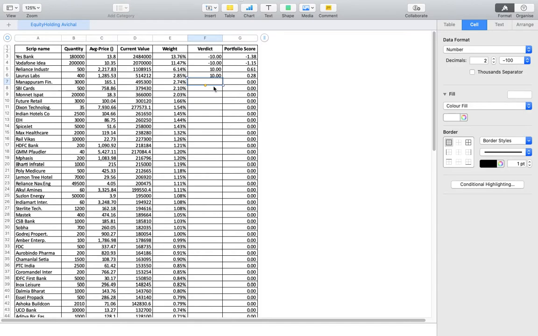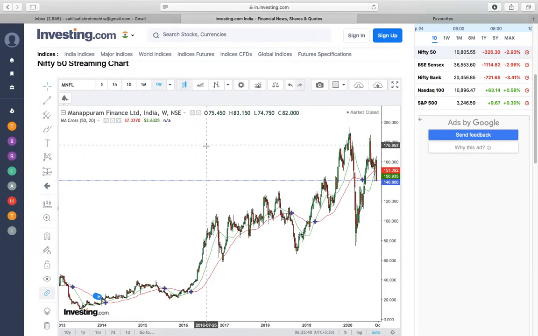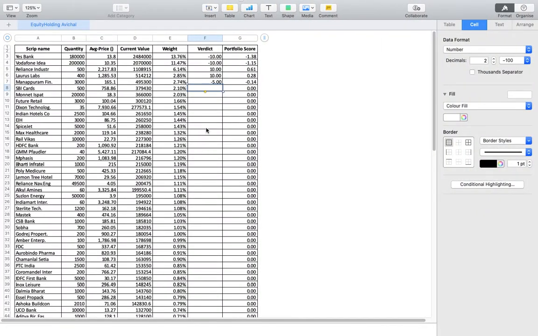exit this stock. And I think this does not form the part of it. We don't want a ranging stock in our portfolio. We want clearly trending stocks in our portfolio.